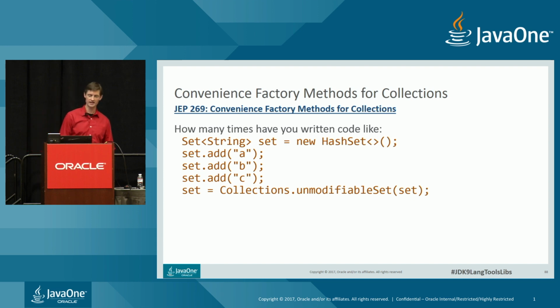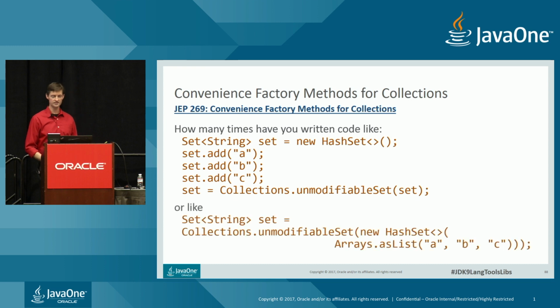So what you have to do today, you have your HashSet, you call add, and then you have the Collections.unmodifiable wrapper. That's a bit verbose for a simple operation, so there are other things you can do. You can use code like this instead, where you initialize the HashSet using Arrays.asList, and then you wrap that. That's still a bit long. There's also the double brace idiom, which we won't even show, that some people use.